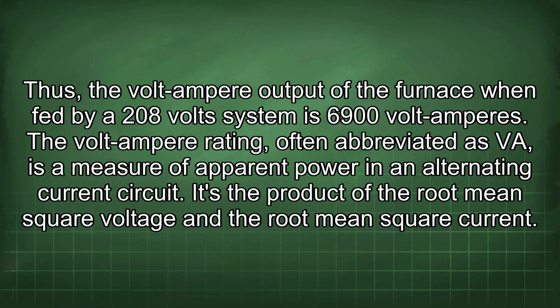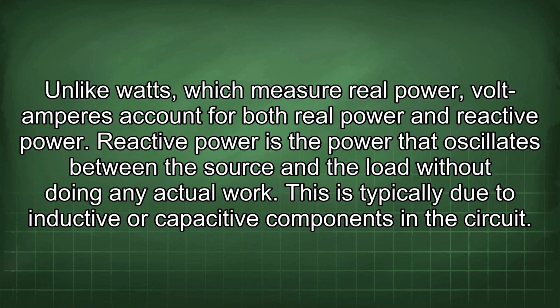The volt-ampere rating, often abbreviated as VA, is a measure of apparent power in an alternating current circuit. It's the product of the root mean square voltage and the root mean square current. Unlike watts, which measure real power, volt-amperes account for both real power and reactive power. Reactive power is the power that oscillates between the source and the load without doing any actual work. This is typically due to inductive or capacitive components in the circuit.